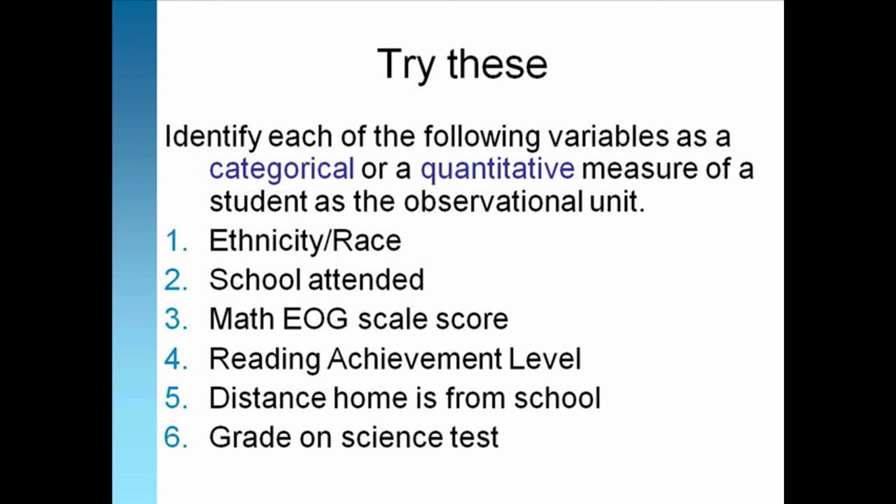Here are some student variables. Pause the video while you take time to identify the variables: ethnicity, race, school attended, math EOG scale score, reading achievement level, distance home is from school, grade on science test, as a categorical or a quantitative measure of a student as the observational unit. When you have your answers ready, restart the video and the answers are on the next slide. Now pause the video.